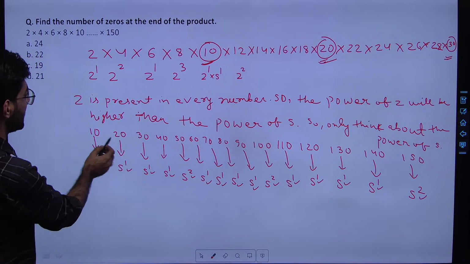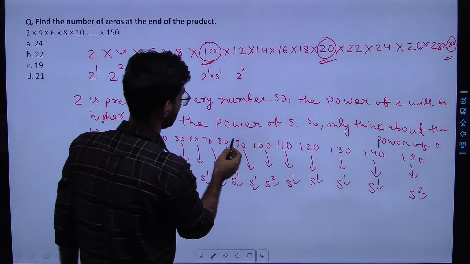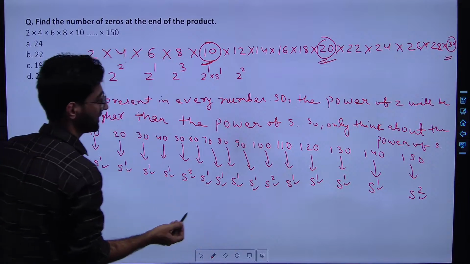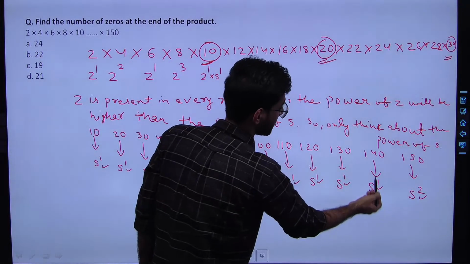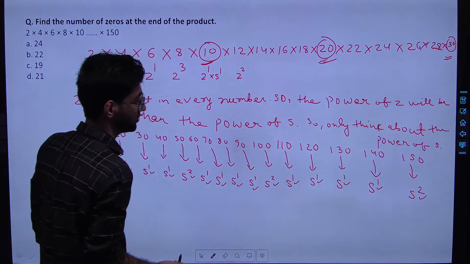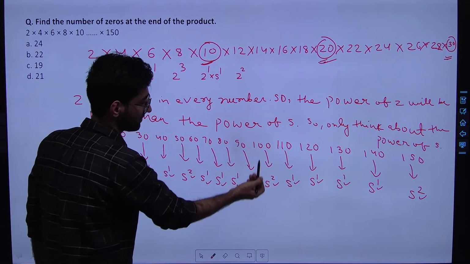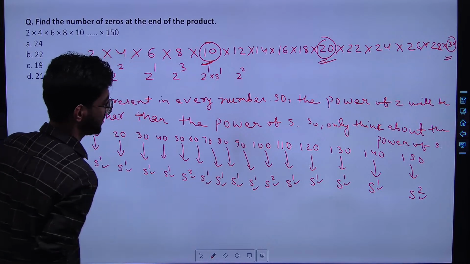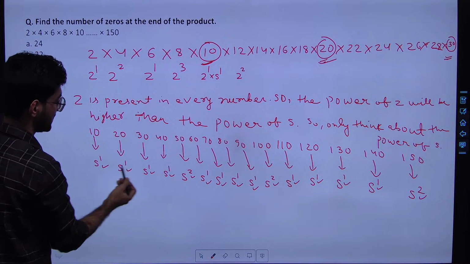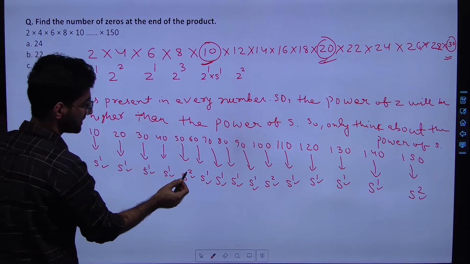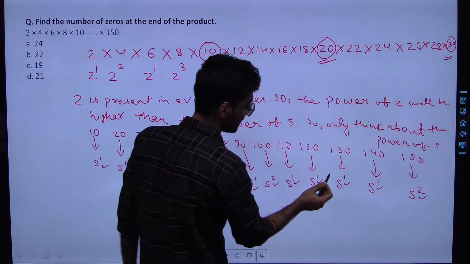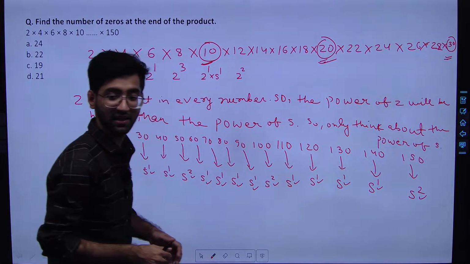Okay, see 10, 20, 30, 40, 50, 60, 70, 80, 90, 100, 110, 120, 130, 140, 150. 25 into 6, 5 into 28, 5 into 26, 5 into 24, 5 into 22, 5 squared, so 25 into 4, 5 into 18, 5 into 16, 5 into 14, 5 into 12, 25 into 6. So 1, 1, 2, 3, 4, 6, 7, 8, 9, 10, 12, 13, 14, 15, 16, 18 will be the correct answer.